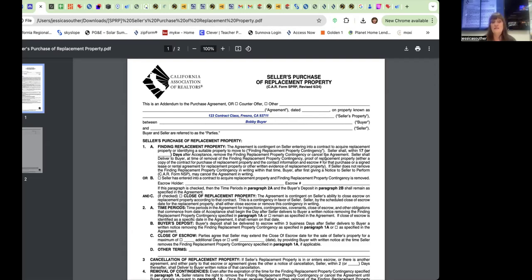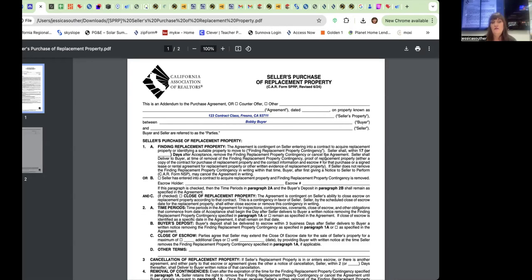Okay, and C, if checked. So notice this doesn't have to be part of it, but it can be, and this is a seller protection. Close of replacement property. The agreement is contingent on seller's ability to close escrow on replacement property according to that contract. This is a contingency in favor of the seller. Seller, by the scheduled close of escrow date for the replacement property, shall either close escrow or remove this contingency in writing.